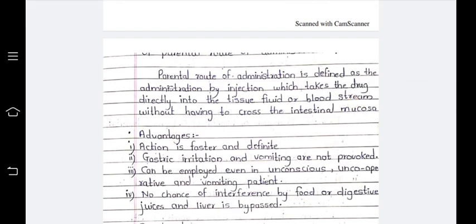Today we are going to start the first revision lectures. In that we are going to start the parenteral route of drug administration. The parenteral route of administration is defined as the administration by injections, which takes the drug directly into the tissue, fluid or the bloodstream without having to cross the intestinal mucosa.